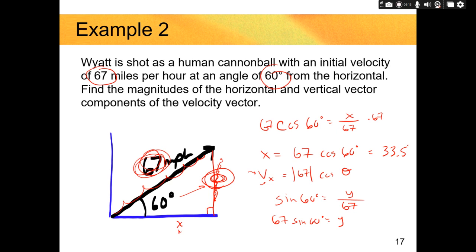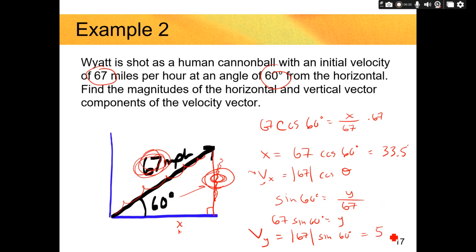And notice all those components, the 67 and the 60 degrees, were in our problem to begin with. We good? So it's almost like you don't have to go back to the definition of the trig functions. You can just use the formula saying my vertical component is the magnitude of the hypotenuse multiplied by sine of my angle from the horizontal. That will also give me the answer. What do you guys get for the answer?